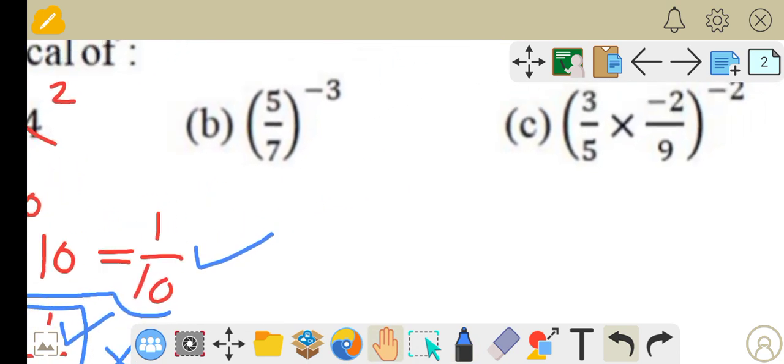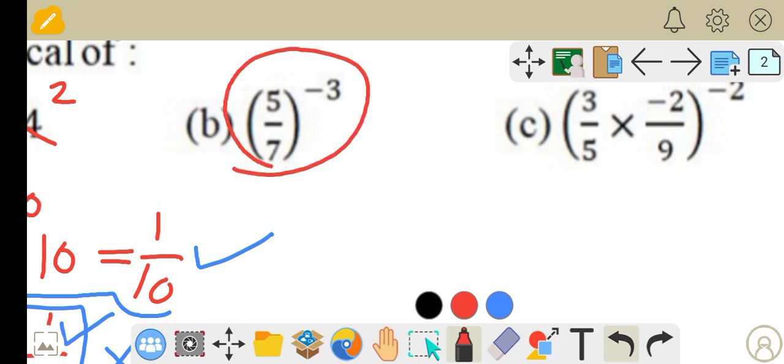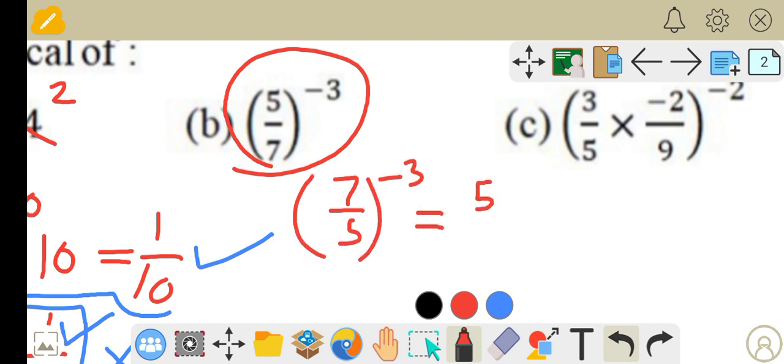Second question, 5 by 7 to the power minus 3. This can be solved directly because the reciprocal of this number is 7 by 5 to the power minus 3. Just change the denominator and numerator, interchange. So it will be 7 by 5 to the power minus 3. And now it can be written as 5 by 7 to the power 3.